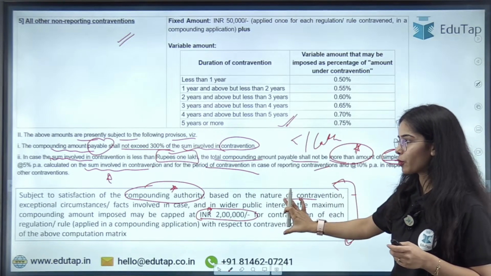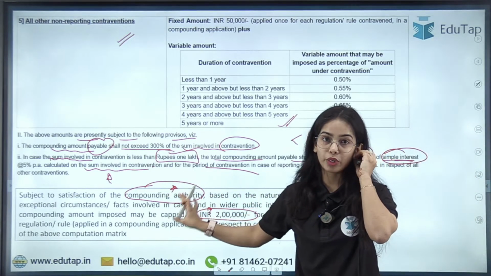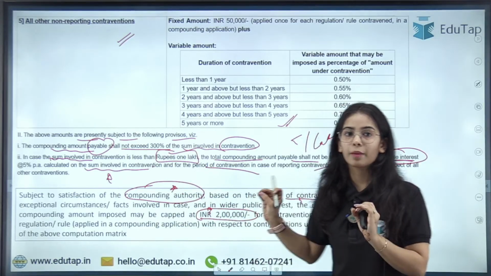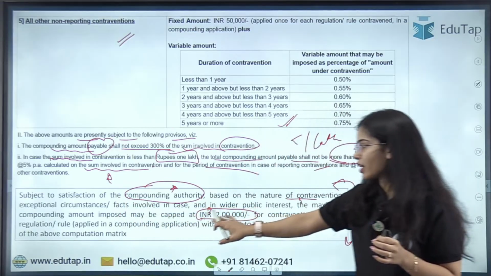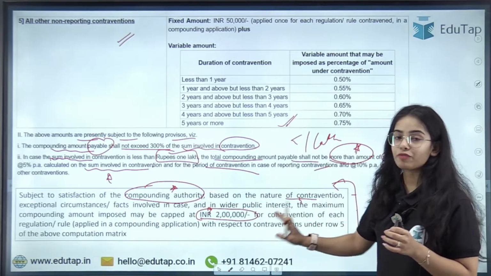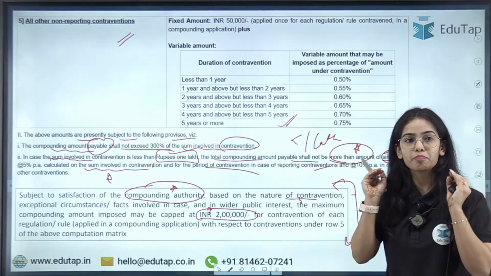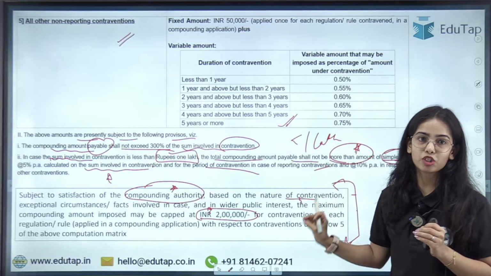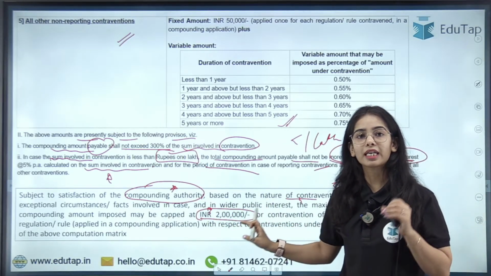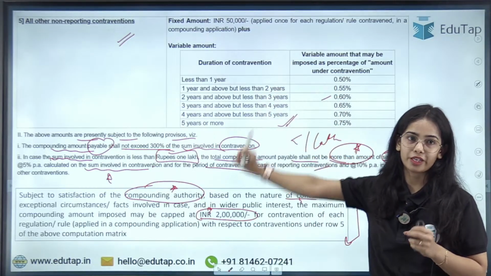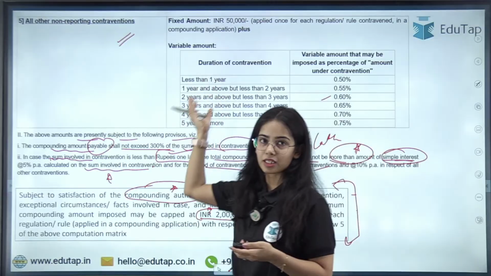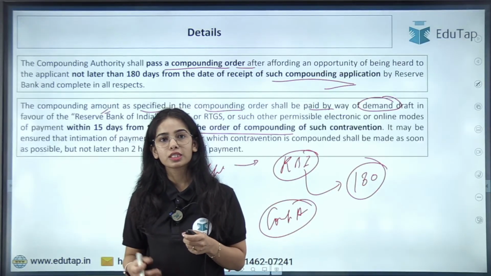And this is the additional point, that subject to satisfaction of the compounding authority that is doing the compounding, based on the nature of contravention, the exceptional circumstances, facts involved in the case and in wider public interest, the maximum compounding amount that can be charged is capped at INR 2 lakhs for the contravention that is mentioned in row 5 of the computation matrix. And this was the computation matrix. Okay. So this is it.